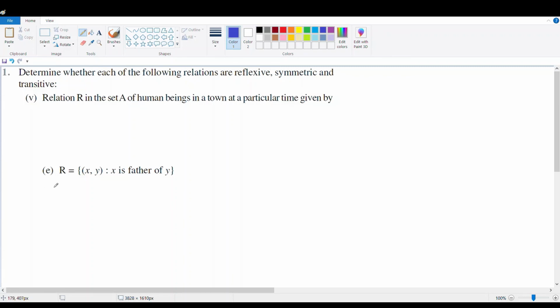Okay, now the E part, the fifth part of question 1. You are given R equals (X, Y), where X is father of Y. So we need to check again whether the relation is reflexive, symmetric or transitive. Let's start with reflexive. Now the definition of reflexive says what? That (A, A) belongs to R for every A belonging to the set.